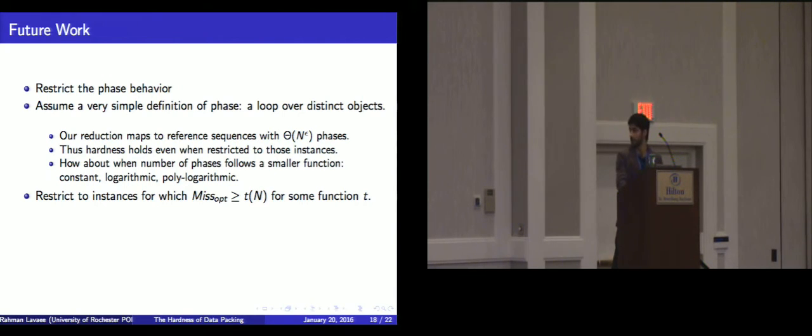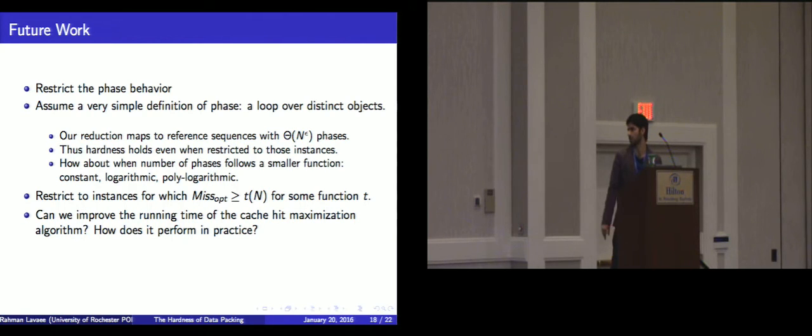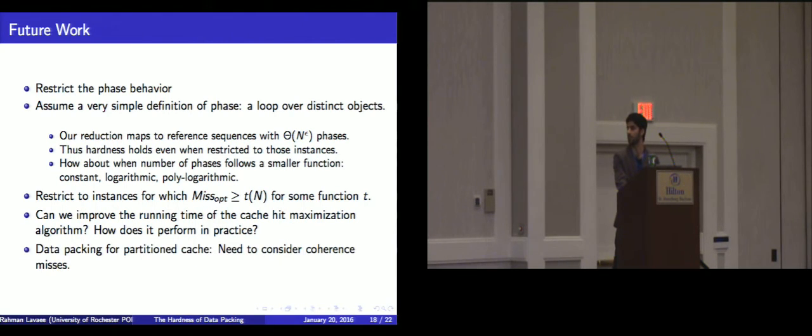But it's interesting. And the other direction is, this is quite simple. Our algorithm for the cache hit maximization is not very good. It only gives a theoretical guarantee, but it's not very good in terms of performance. So how can we improve the running time or the approximation factor? Finally, a very interesting thing to consider is data packing for partitioned cache. This is very interesting from the practical point of view, whether we can consider coherence misses as well.